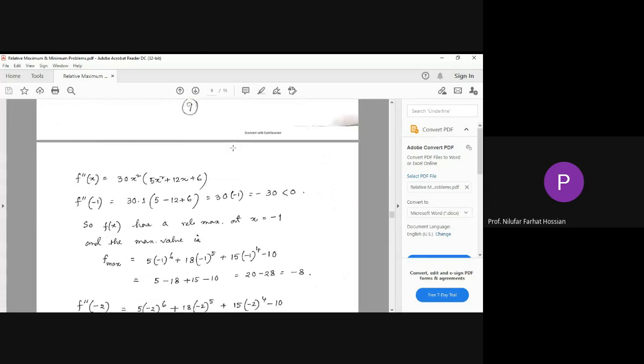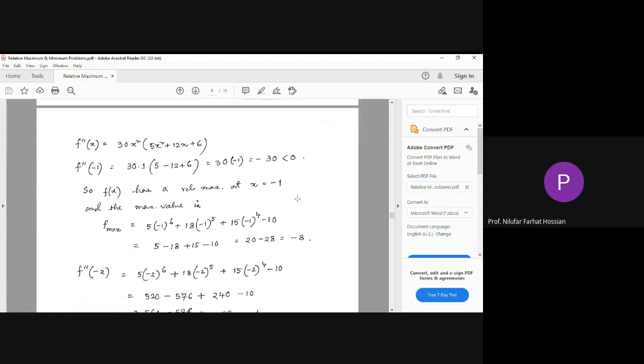Now let us put x equal to minus 1. If you put x equal to minus 1, ultimately it gives you a negative number. F double prime of minus 1 is negative, so there will be a relative maximum when x equal to minus 1. And the maximum value, go back to the original function, it is a negative number. So the coordinates are minus 1, minus 8. It is not written clearly here. Please include the coordinates. It will be minus 1, minus 8.